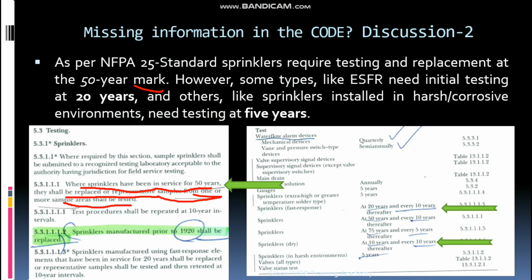And in a similar way, if you go to ESFR, in this table, fast response sprinklers like ESFR need initial testing at 20 years. After that, testing is required every 10 years. And likewise, if you go to harsh or corrosive environments, those need testing at 5 years. Okay, like what you see here.